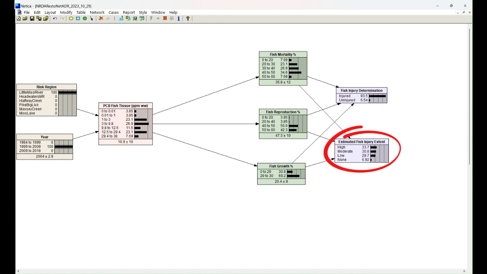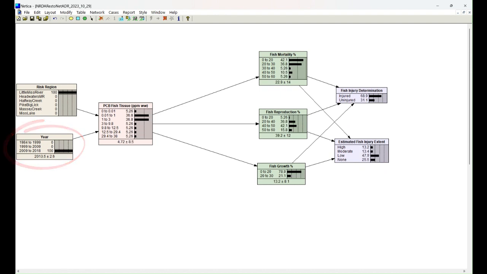When I select the years after remediation, we see that for the Little Mississauga River region, the fish tissue concentrations decrease even more than during remediation. Probability of injury goes down into the 60 to 70% range, and the probability of a none to low extent of injury increases, while the probability of a high or moderate extent of injury decreases.